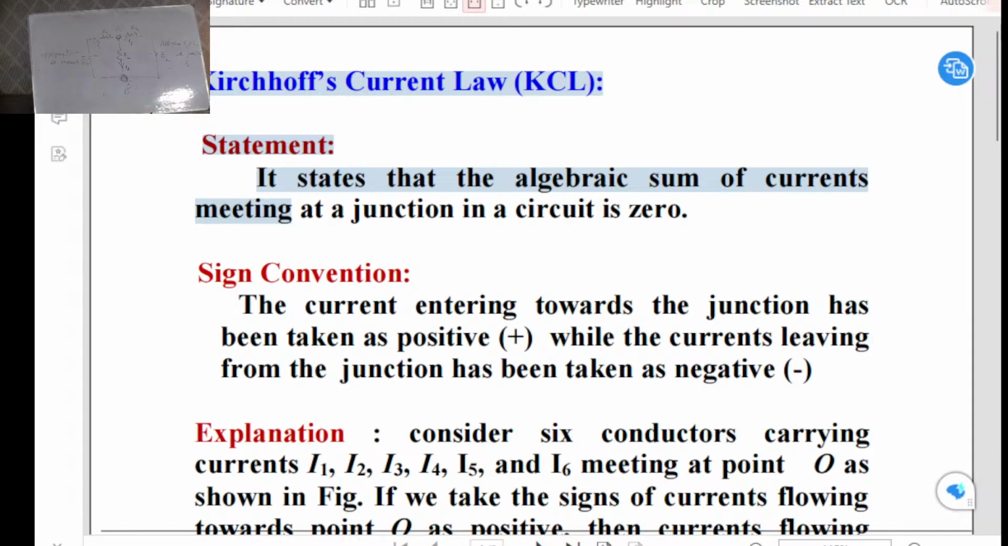Toward the junction is taken as positive. Away from the junction is taken as negative.